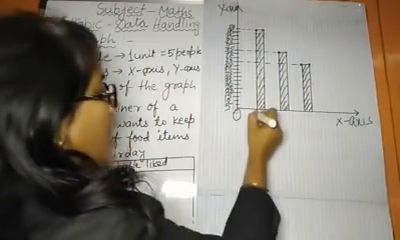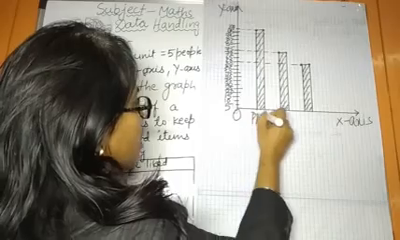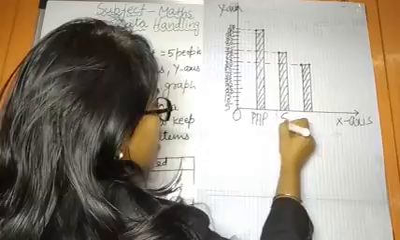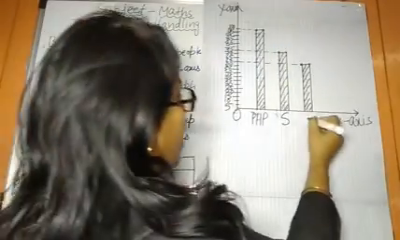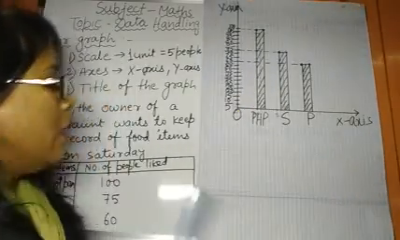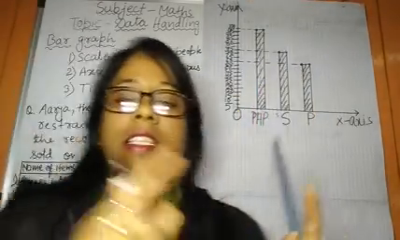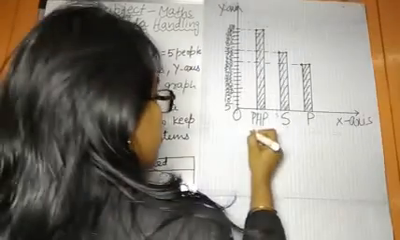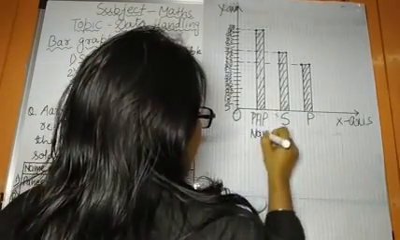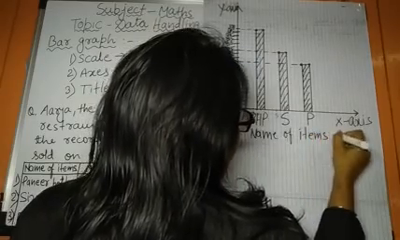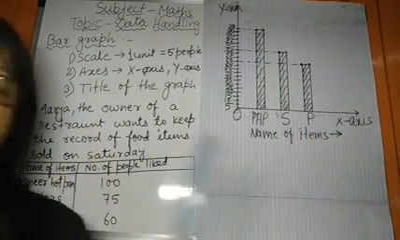Fine. Now this paneer hot pan I am writing in short, that is PHP. Now the second one is sizzlers, I am writing in short, that is S. And pasta I am writing in short, that is P. Fine. So these are the food items. Now on the x-axis I have shown the name of items. So I will write here name of items. So it will be very easy to identify.